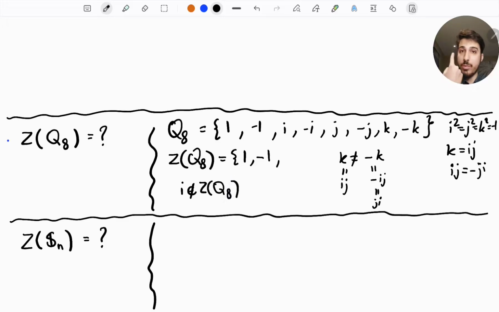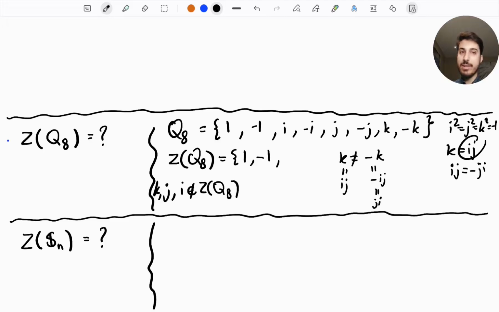because it does not commute with a single element, which is j. It needs to commute with all of the elements. So because it does not commute with one, it's already excluded. And with the same logic, we say that j is not an element of the center. And with the same logic, we can say that k is not an element of the center, because k is simply i times j. It depends on i and j.